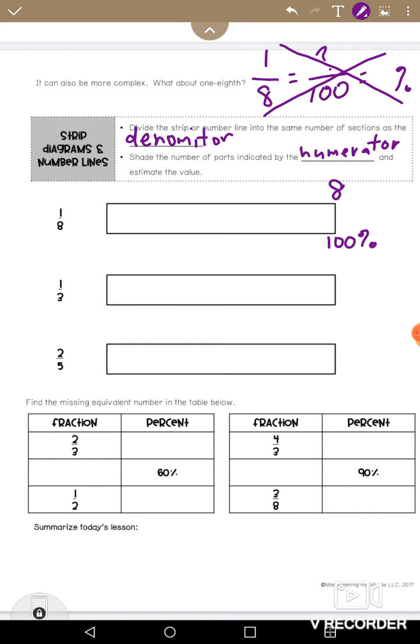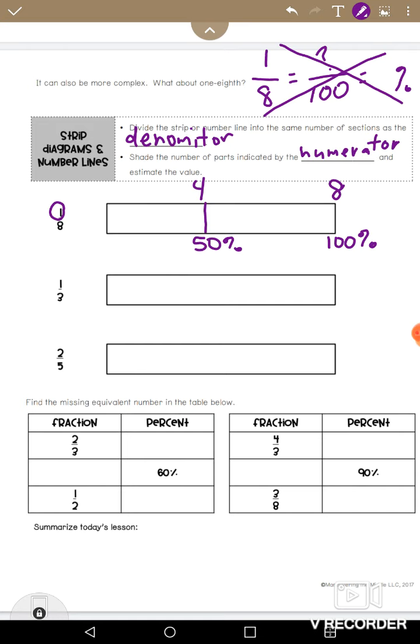What can I do to try to make sure that I find what this 1 is? I could cut that strip down in half. 8's an easy number to break in half, so why don't we go ahead and break that in half? And that's 4 parts. Percentage-wise, what would half of 100% be? Good, 50%.